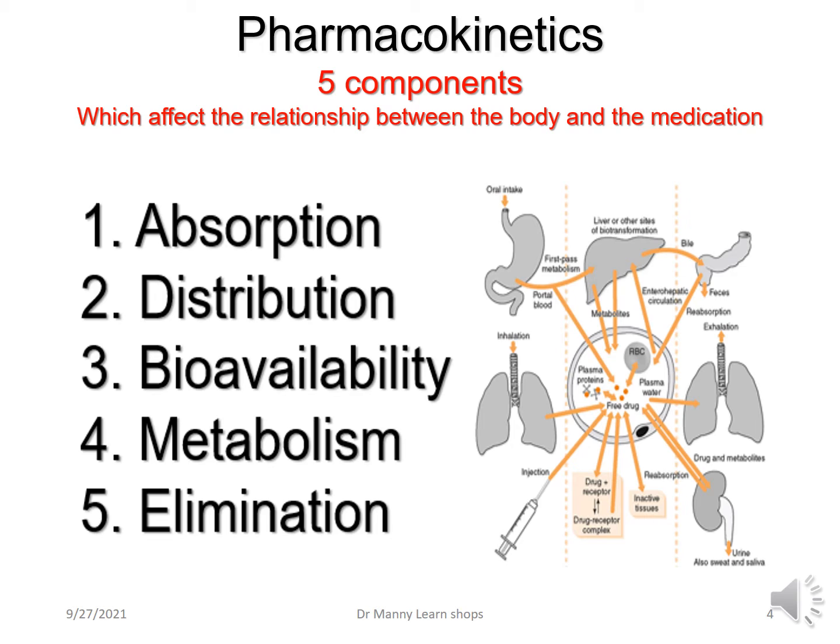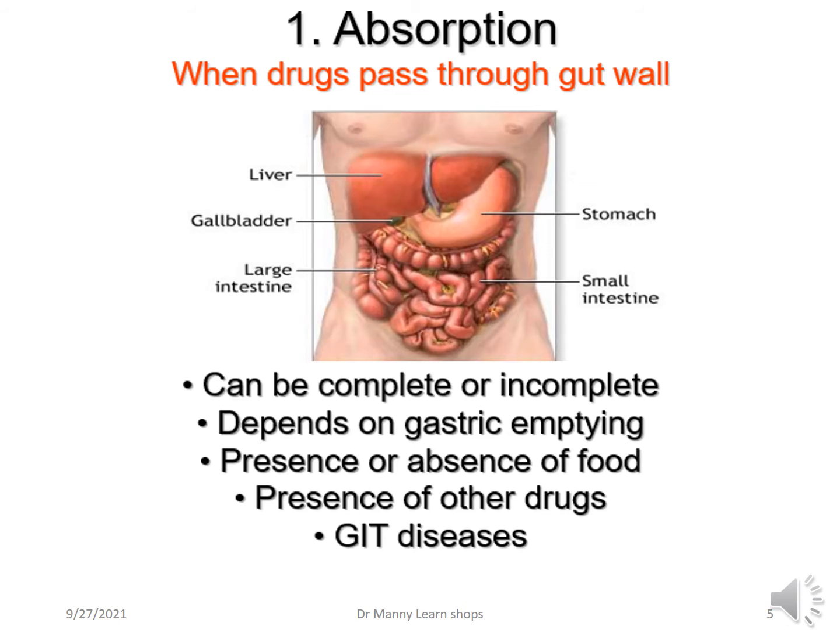When we look at pharmacokinetics, there are essentially 5 components. The 5 components basically mean which affect the relationship between the patient's body, the person taking the medication, and the actual medication. And the 5 components are absorption, distribution, bioavailability, metabolism, and elimination.